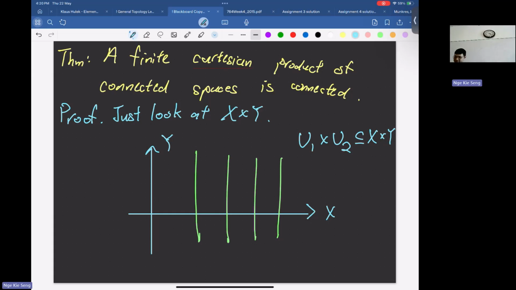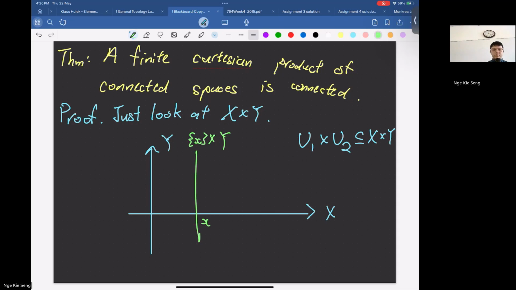For some x, I include all elements in Y. So maybe you look at one line like this. Let's look at one line. Here is X, here is X cross Y. You start with Y connected. The point is, do you know that this line is connected? Why?